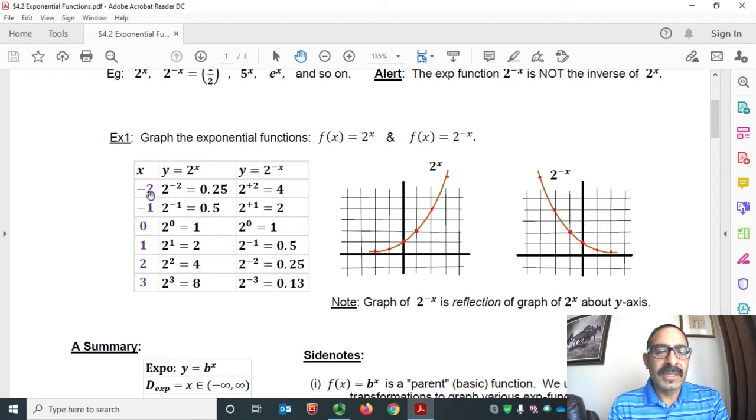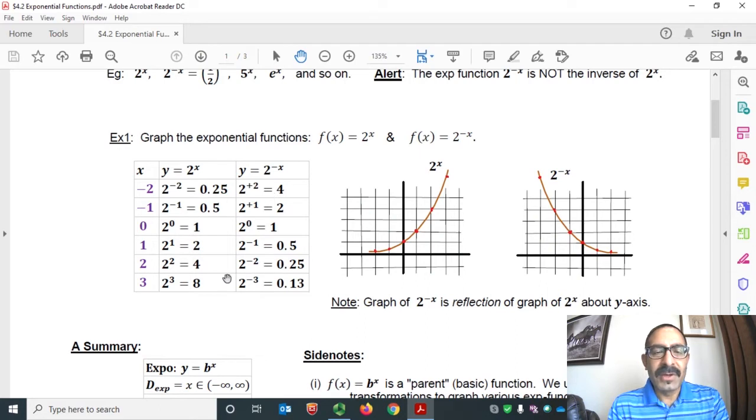So here, when x is negative 2, then 2 to the power x becomes 2 to the power negative 2, which is the same as 1 over 2 to the power positive 2. That means 1 over 2 squared, that means 1/4, that means 0.25. Similarly, when x is negative 2, let's evaluate 2 to the power negative x. So this becomes 2 to the power positive 2. This minus and this minus gives us plus here. So 2 squared is 4.